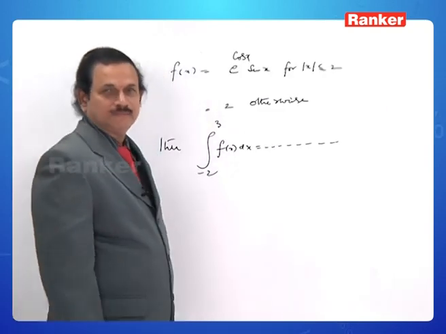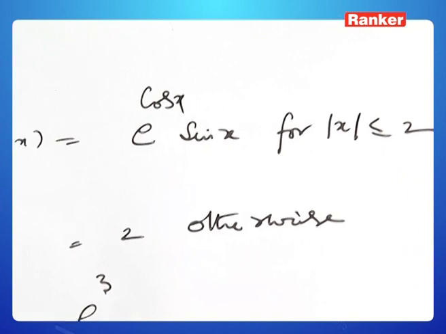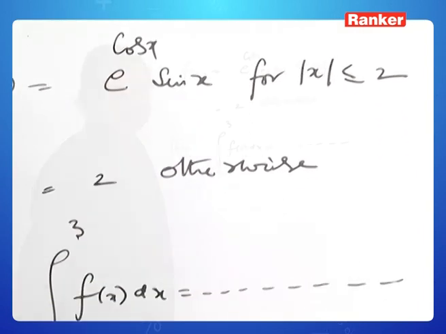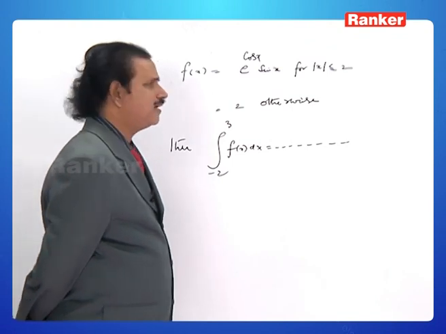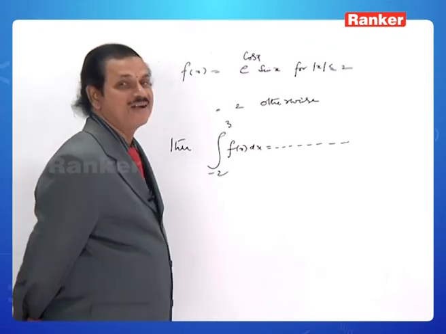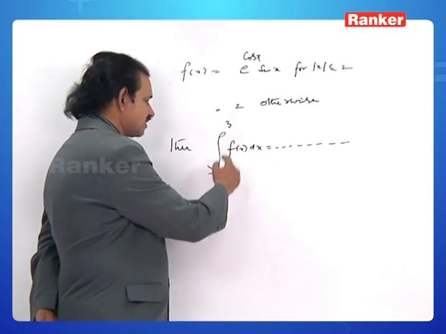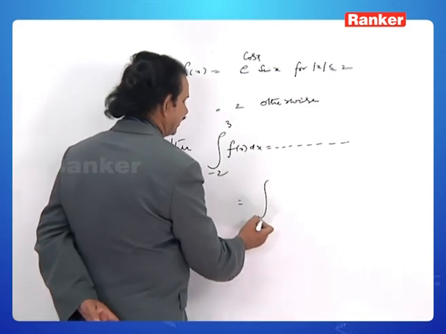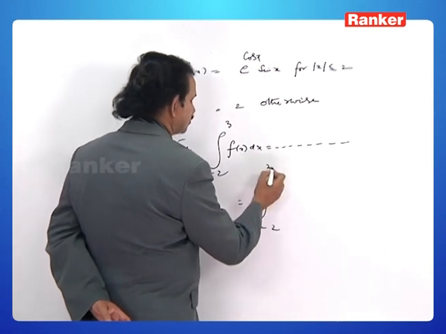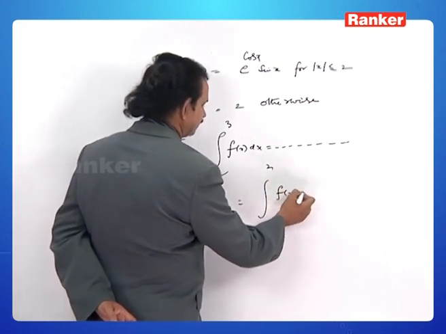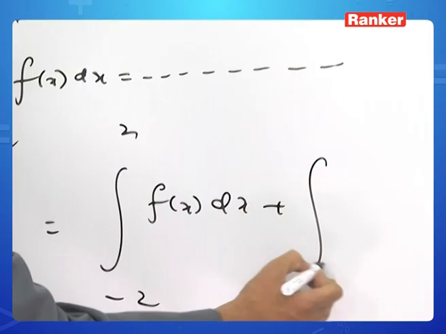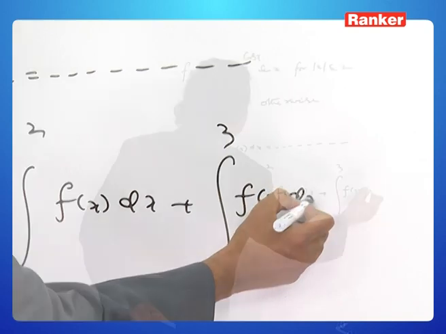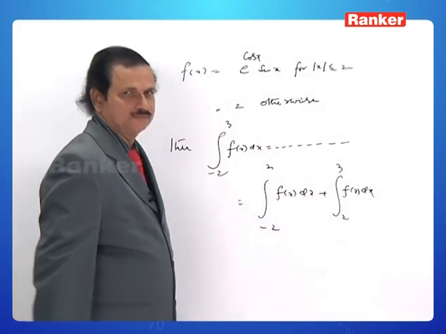This is the question. F of x is equal to e power cos x into sin x for mod x less than or equal to 2, and 2 otherwise. It does mean for any other x for which mod x is greater than 2. This is the question we are asked: the integral from minus 2 to 3 of f of x dx, which is equal to the integral from minus 2 to 2 of f of x dx plus the integral from 2 to 3 of f of x dx. I would like to split like this.